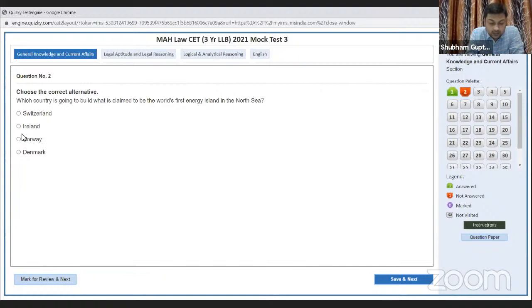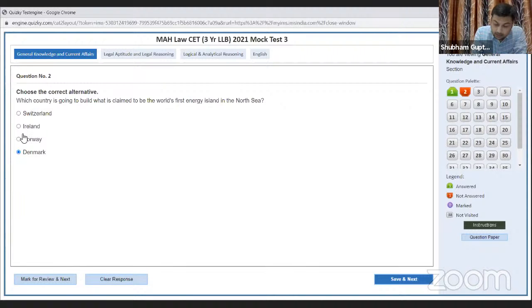Now, the second question is: which country is going to build what is claimed to be the world's first energy island in the North Sea? First of all, North Sea means all the places which are in the north. So I'll go for all the places which are in the north. If you see the options, they are very good and they are all from the north. But if you have gone through the material that is provided, you will know that the answer would be Denmark.